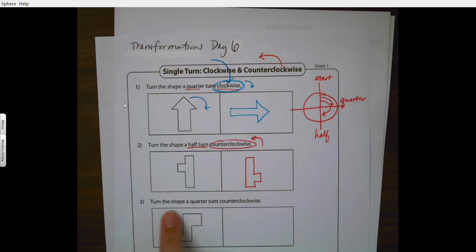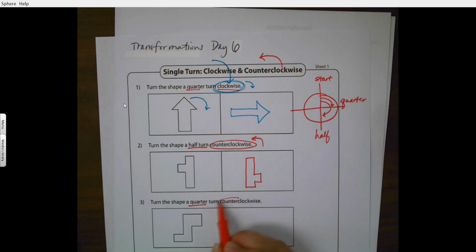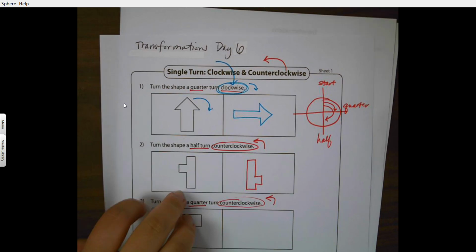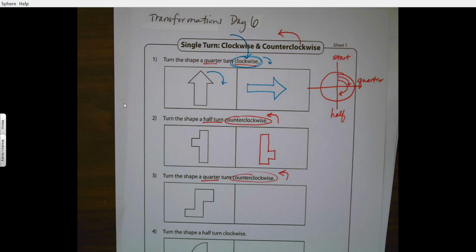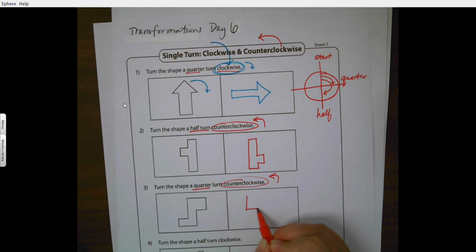Okay, turn the shape a quarter turn counterclockwise. So a quarter turn counterclockwise. So I'm going to turn my paper a quarter turn counterclockwise. And this is what my shape should look like now. Okay, so I'm going to go back and then try to remember what that shape looked like. It looks something like this.